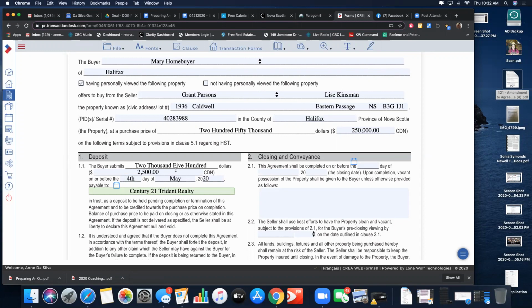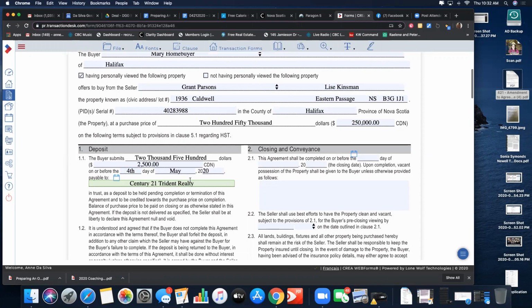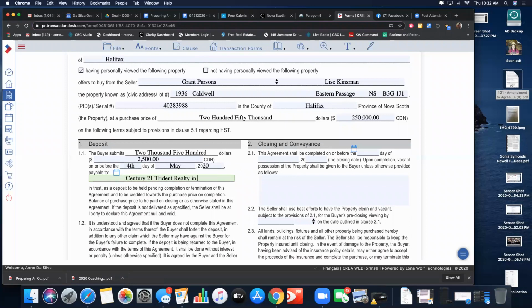I'm going to tell you a pet peeve that I have, and there's nothing technically wrong with it. It just drives me crazy. A lot of people here write, and they spell it properly, "in trust." So it's Century 21 Trident Realty in trust, and it drives all of the brokers crazy when they're reviewing files. It's just a pet peeve. It's not wrong. It just makes us crazy. Any questions so far on anything that I've said?